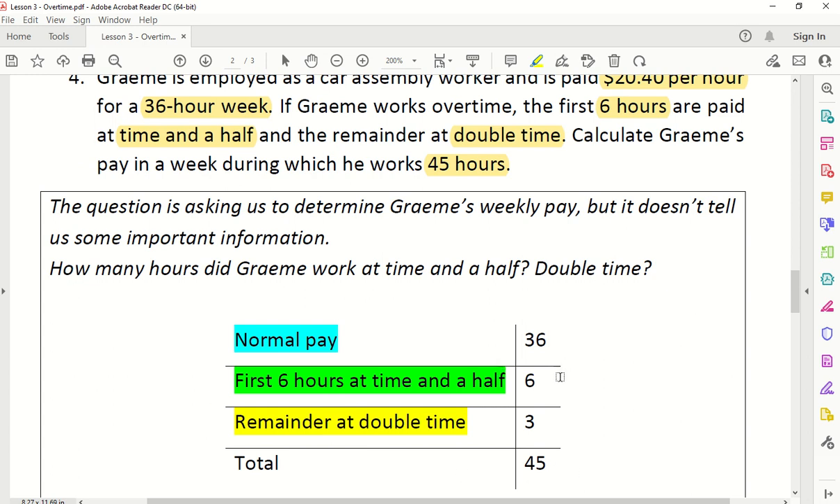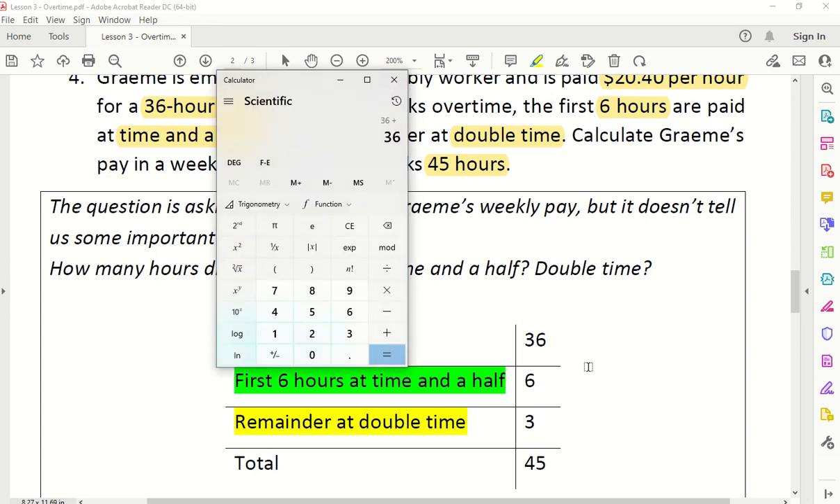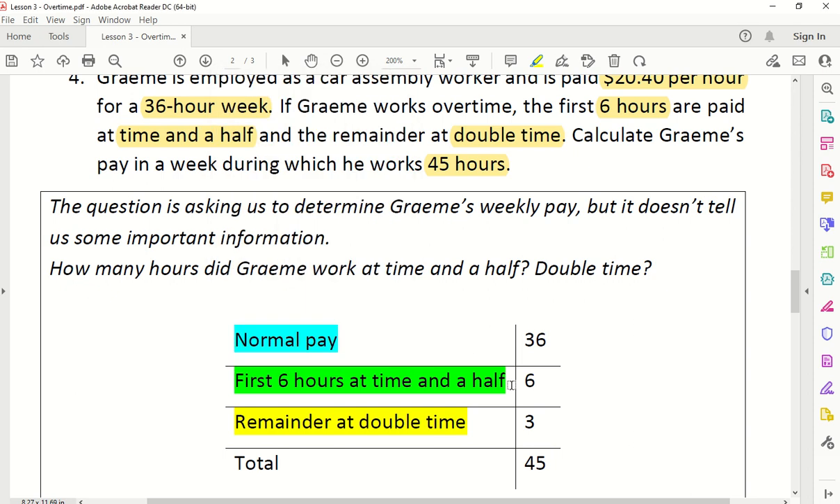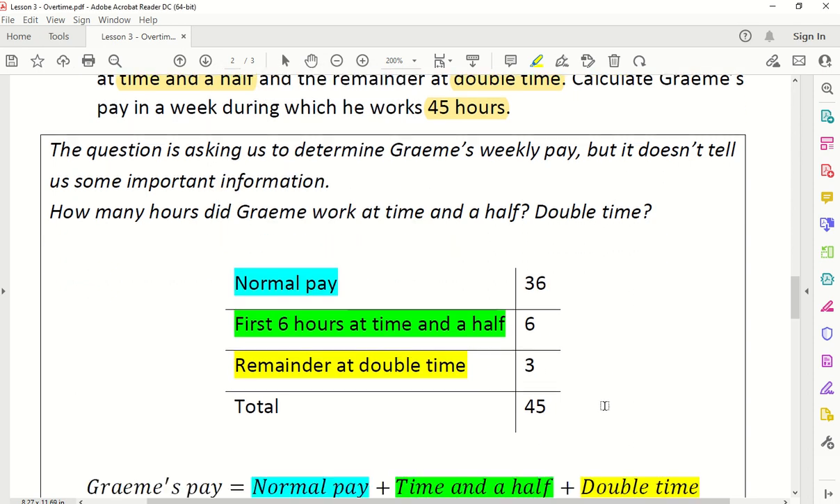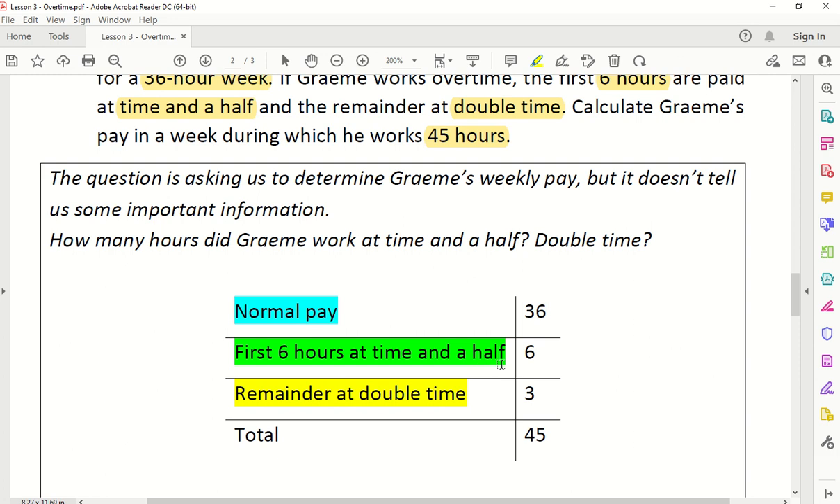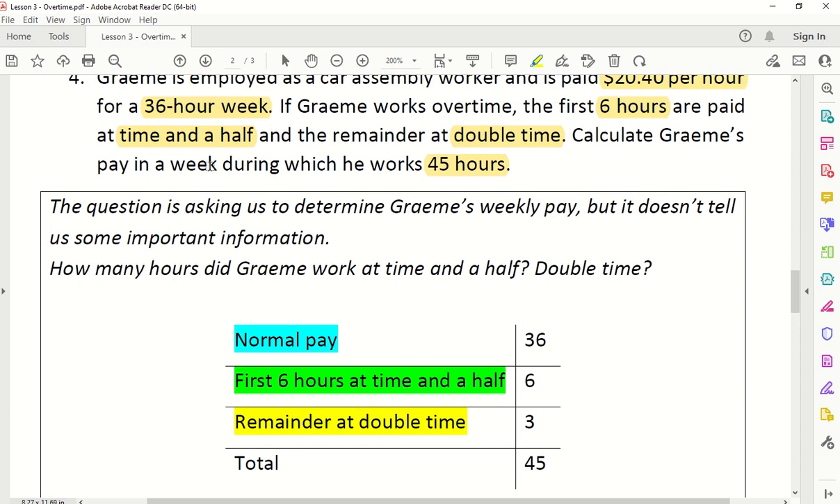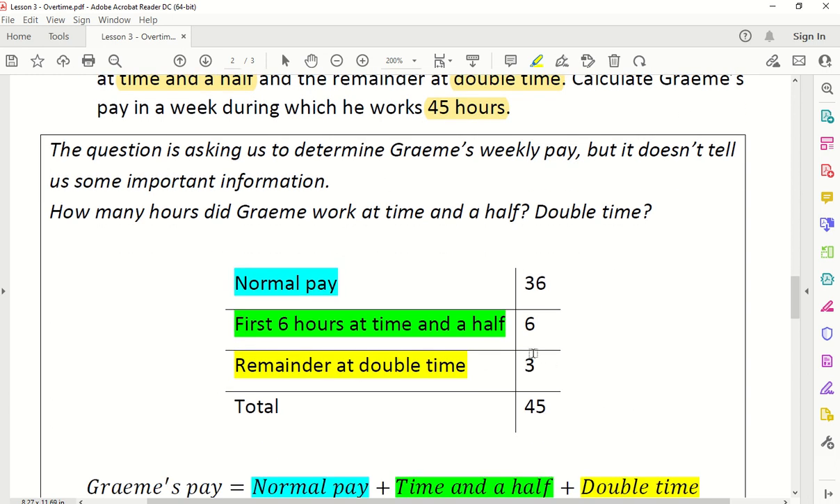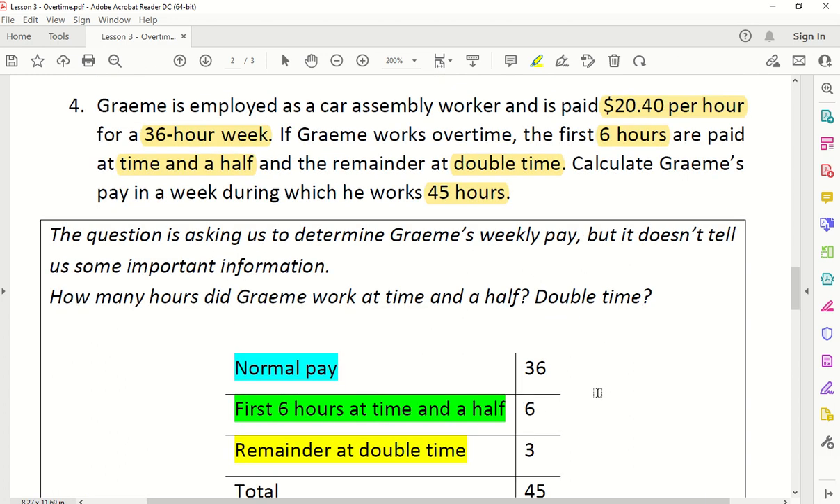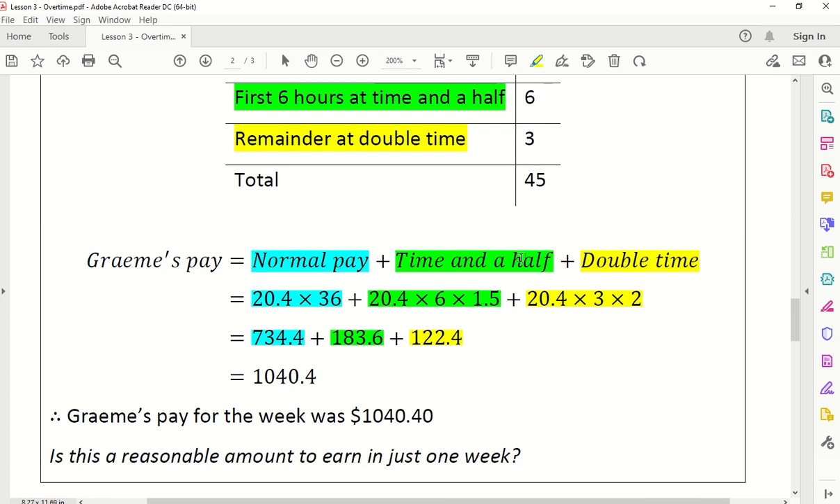So the first 6 hours are at time and a half. So 36 plus 6 gives me 42. Now, he worked 45 hours, not 42 hours. So there's another 3 hours that he worked at double time. To summarise, and hopefully you're following me here, 36 hours are at normal pay, then there was 6 at time and a half, as it says up here, and the remainder, 3 hours, was at double time. So 36 plus 6 plus 3 gives me a total of 45 hours, which is how much Graham worked that week.